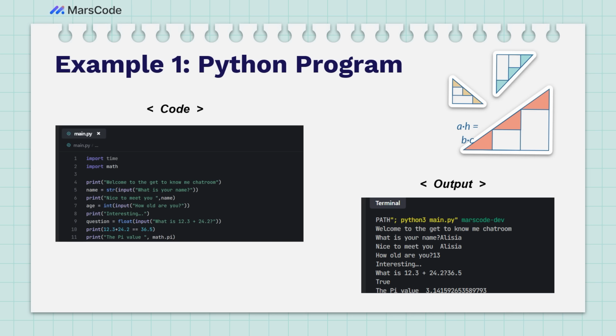And then you can see that it's asking that question that I put on line 9, what is 12.3 plus 24.2? And I put the answer is 36.5, but then the computer is responding back to me with true because 12.3 plus 24.2 is 36.5. But you see that the true is the Boolean result because it takes two states. And then finally, when I print the pi value, you can see it's returning to me the full pi value using that math.pi, so using that math module.